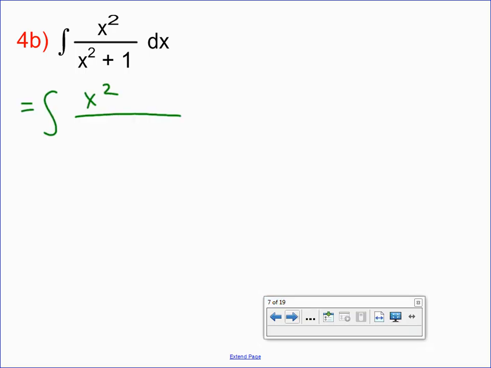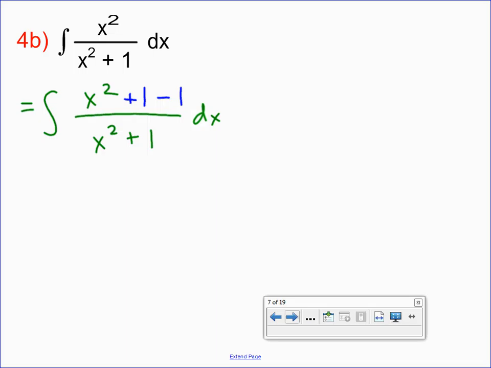If I made this x squared on top, right, over x squared plus 1, but then added 1 and subtracted 1, we see that the value of my numerator remains unchanged. That is, x squared plus 1 minus 1 is still my original x squared. We've done nothing to change the value of my original integrand.